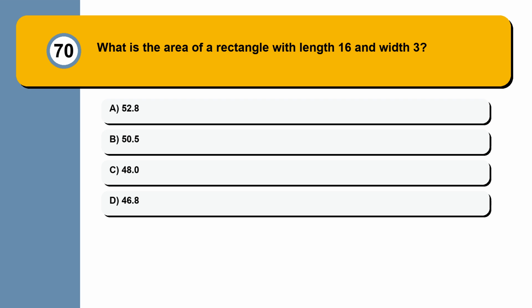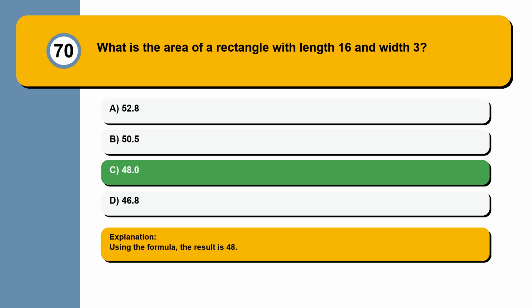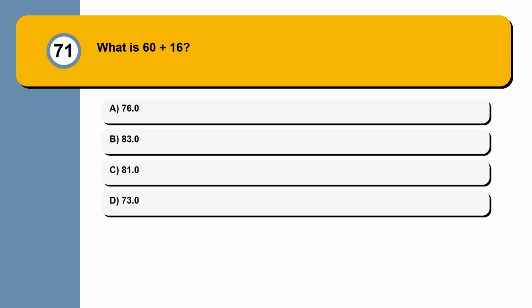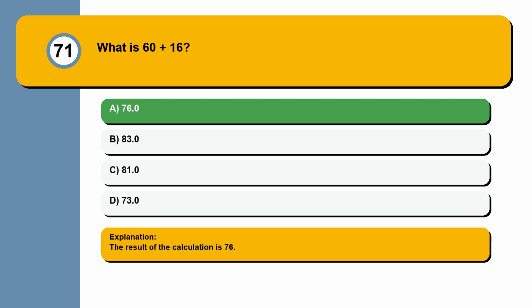Question 70. What is the area of a rectangle with length 16 and width 3? 52.8, 50.5, 48.0, 46.8. Using the formula, the result is 48. Question 71. What is 60 plus 16? 76.0, 83.0, 81.0, 73.0. The result of the calculation is 76.